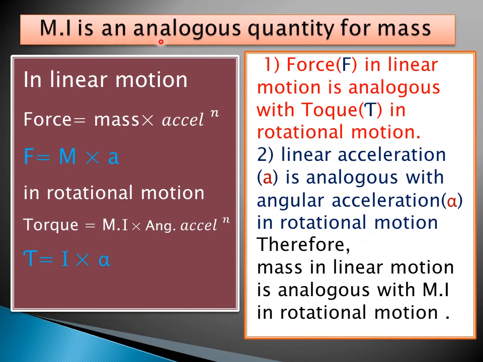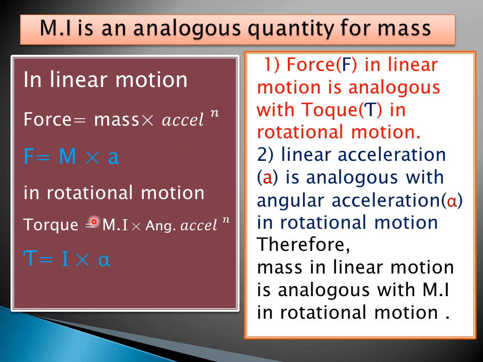Moment of inertia is analogous quantity of mass. This is the new point. Now see here, in linear motion is caused due to the force. Force is equal to mass into acceleration. That is, F is equal to m into a. F represents force, m represents mass, and a represents acceleration.